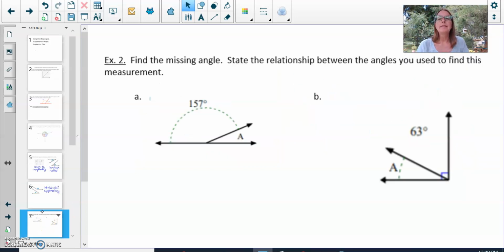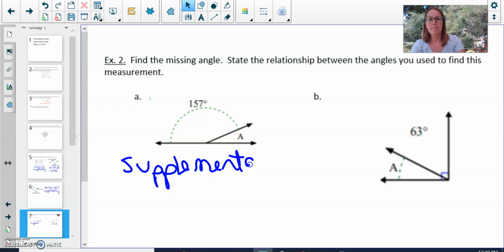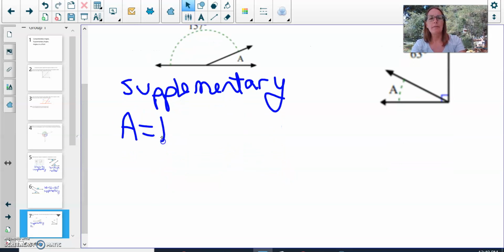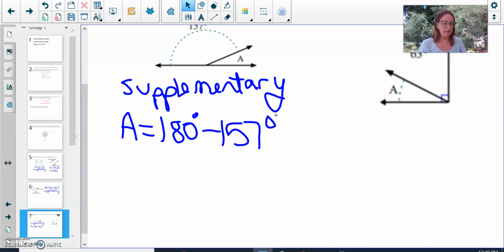Find the missing angle. State the relationship between the angles you use to find the measurement. Looking at example A, 157 degrees with angle A make a straight line, so these are supplementary angles. To find the value of A, I would start with 180 degrees and take away 157 degrees from it. I use my calculator to help with the subtracting. 180 minus 157 gives me that A is 23 degrees.